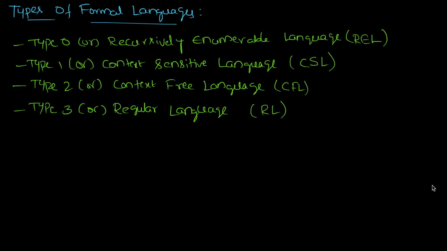Now let's look at the types of formal languages. Based on the structure of the language, the structure of the strings, we can divide formal languages into four types: type 0, type 1, type 2, type 3. Type 0 is also called recursively enumerable language. Type 1 is called context sensitive language. Type 2 is context free language. Type 3 is regular language. We'll look at all these languages, the corresponding grammars, and the corresponding machines which can be used to recognize these languages in further lectures.